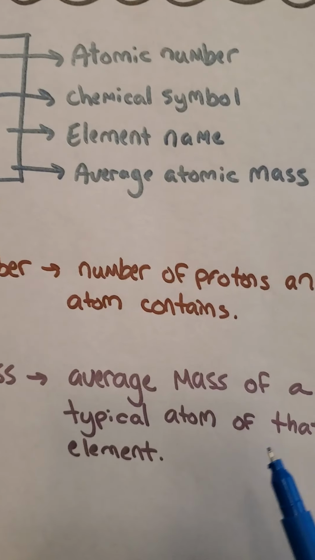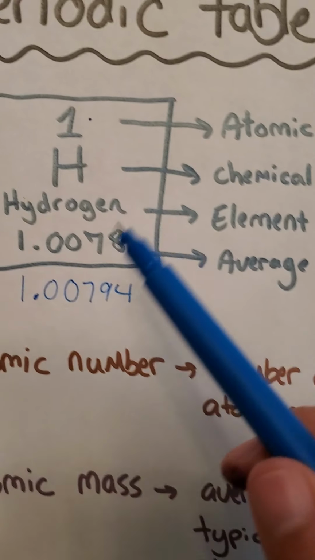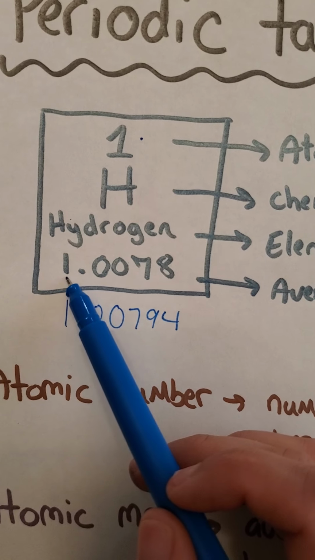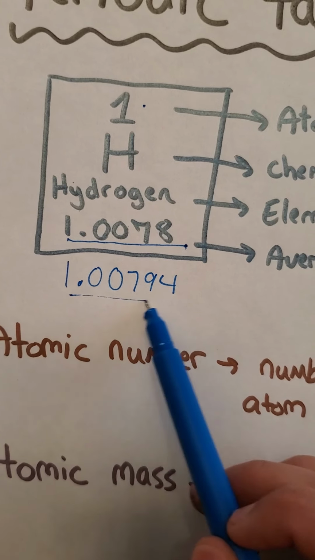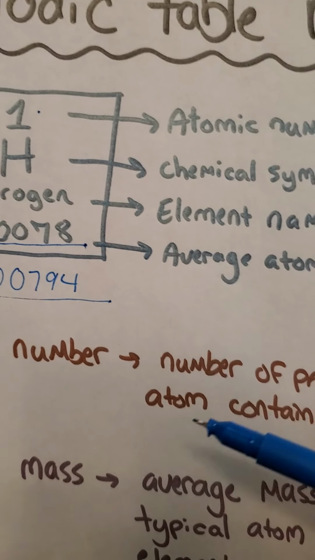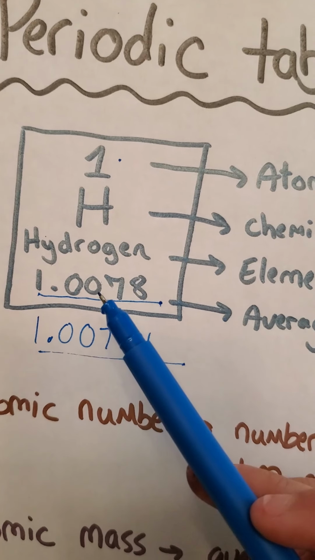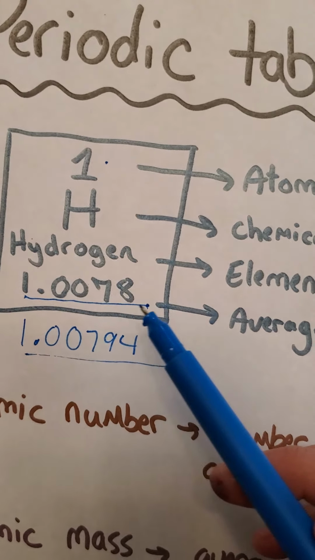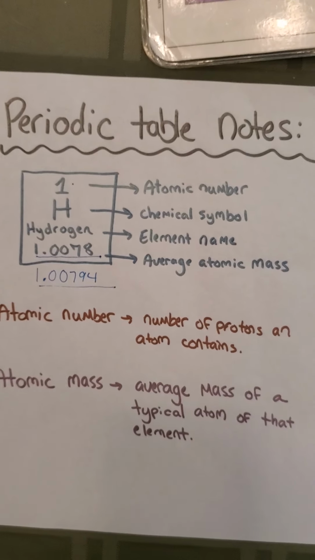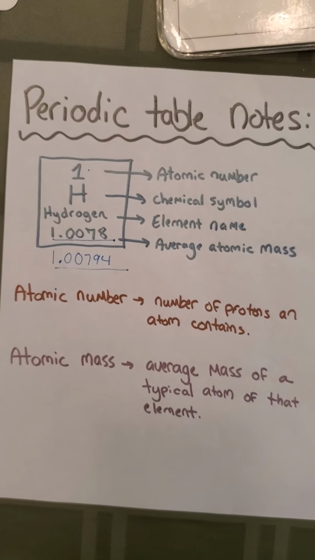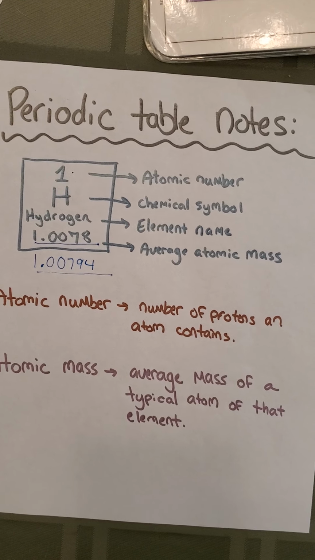Atomic mass, again, is the average mass of a typical atom of that element. That's why usually when you see the average atomic mass, you'll see it written like this, a little bit shorter. Here's the atomic mass right here. So sometimes you might see it 2 different ways, and that's okay. The 1.0078 is the average atomic mass. So here's the periodic table, just an element broken down a little bit further for you, and hopefully that makes it just a little bit easier to understand.